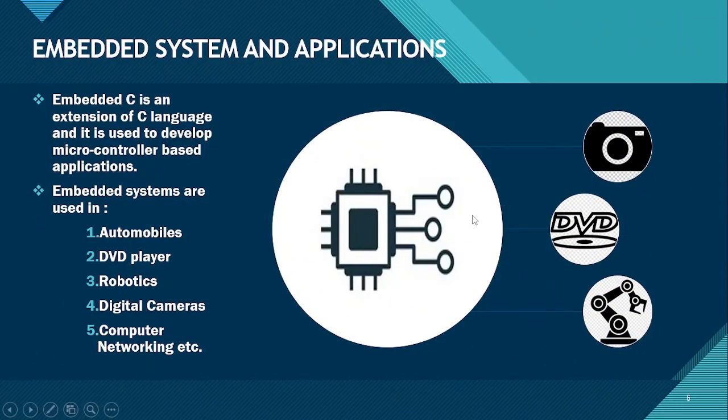Let's go to the next part, embedded systems and applications. So what is an embedded system, you might wonder? An embedded system is the combination of hardware and software incorporated into one to serve a special function. So let's say, for example, a washing machine.